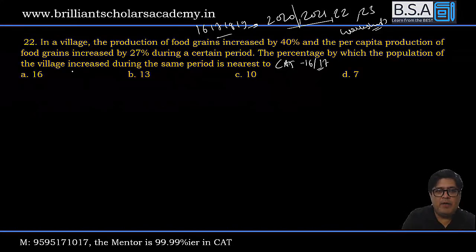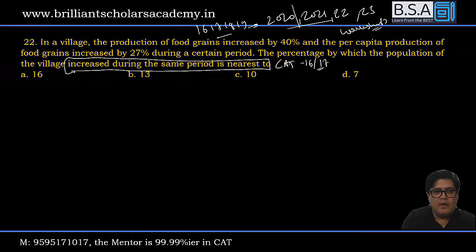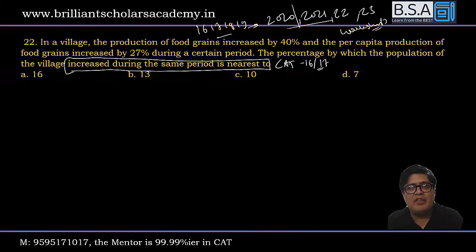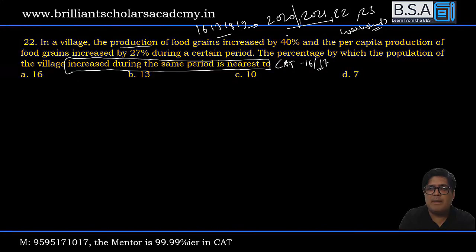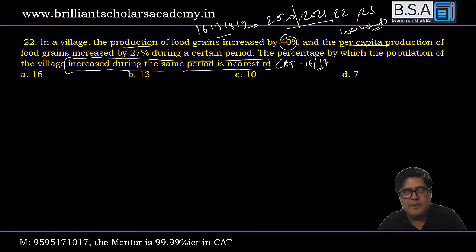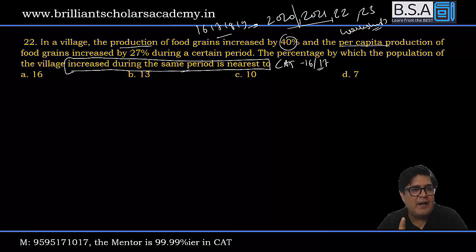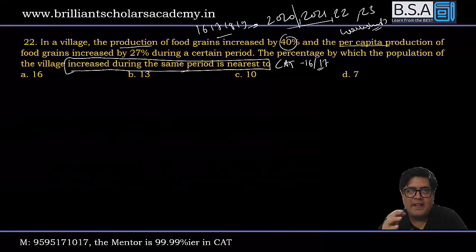My job is to find the increase in population. Forget everything else. How do you relate production of food grains, per capita production of food grains and population? We will come to that later. How do you relate these 3 variables in one place?